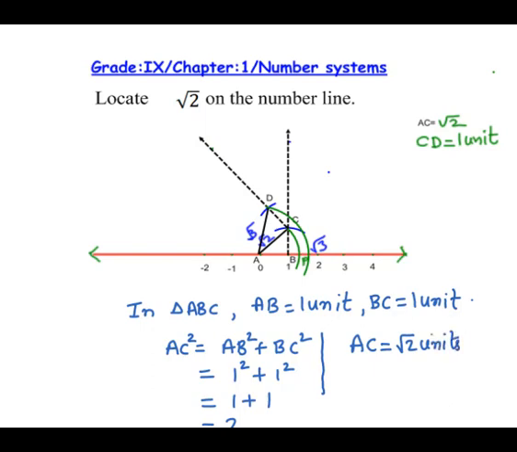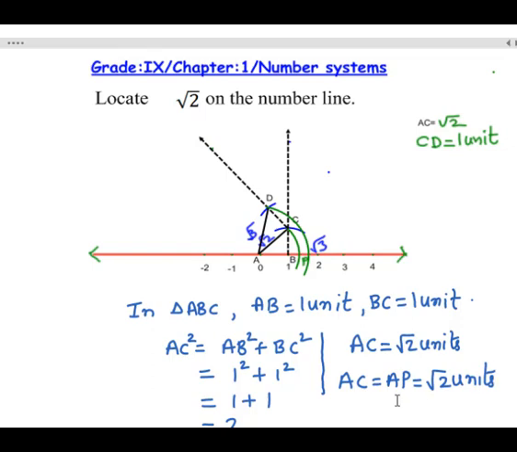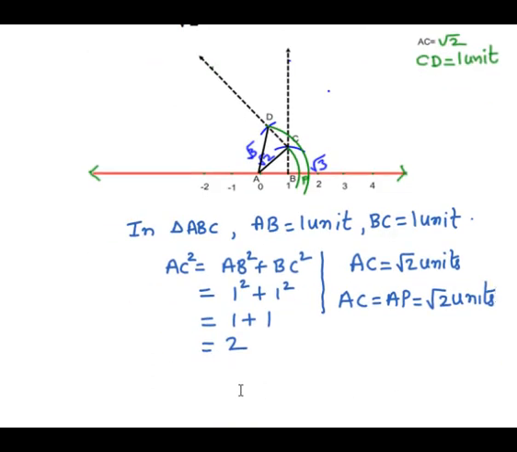When AC length is root 2, what we have taken? We have measured the length of AC and the same radius we have taken and drawn an arc which intersects the number line, right? So AC length and AP length both are same. Therefore, AC equals AP, how many units? Root 2 units. In this way, we can give our justification.